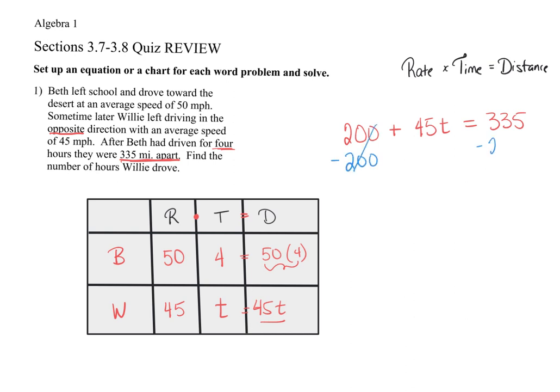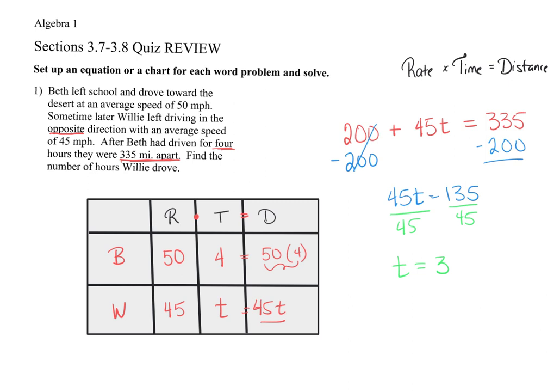We're going to subtract that 200 from both sides. 45t equals what? 135. How do I solve for the time? Divide. So I'm going to divide 45 on both sides. What is 135 divided by 45? 3.